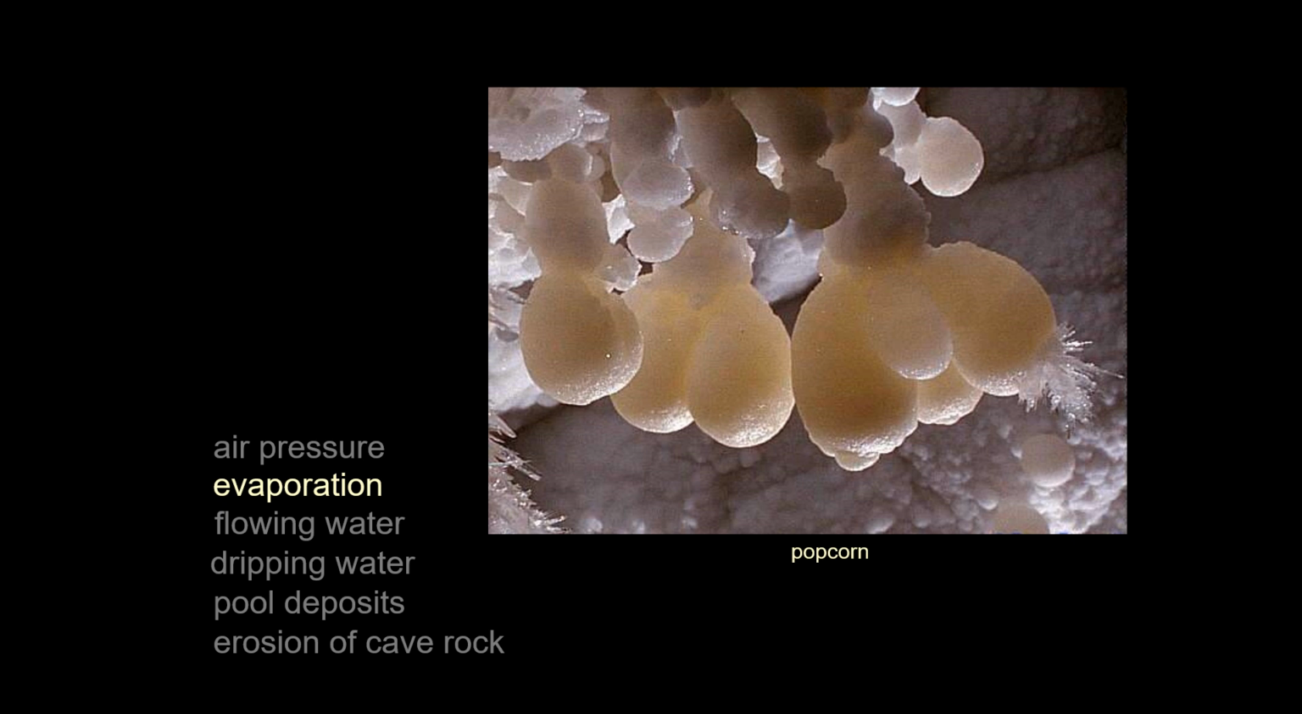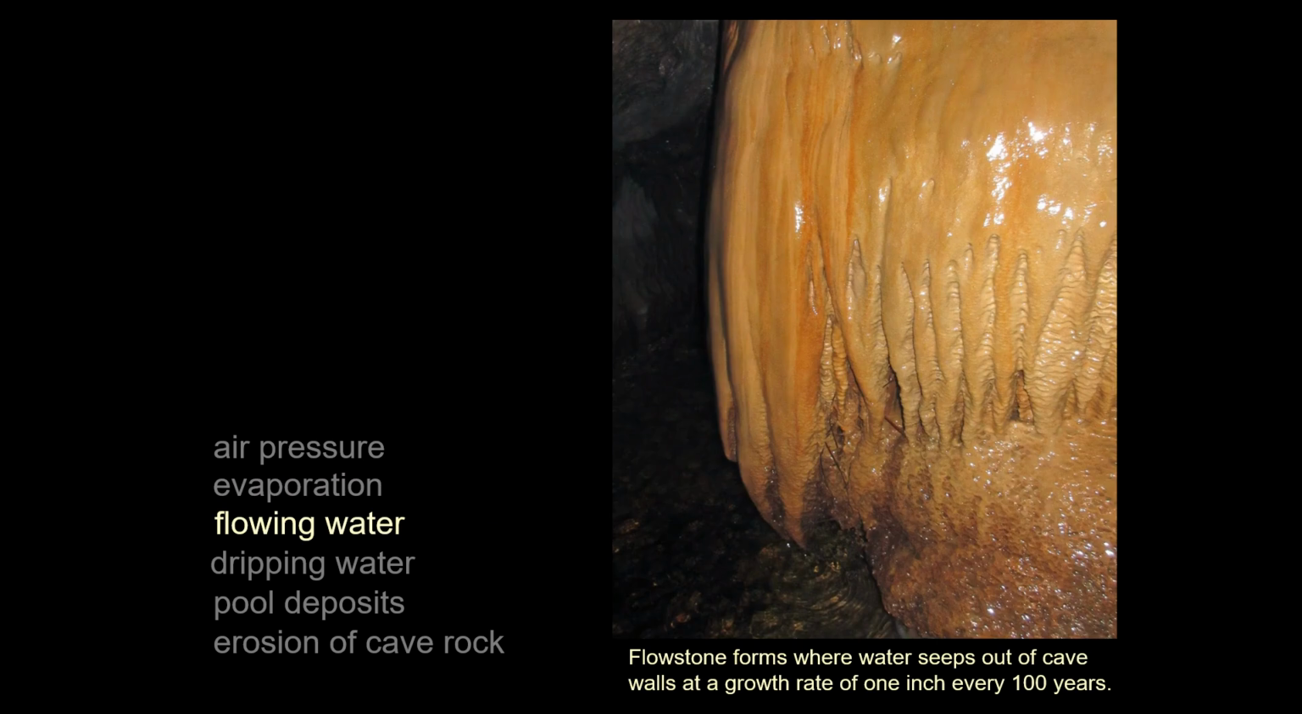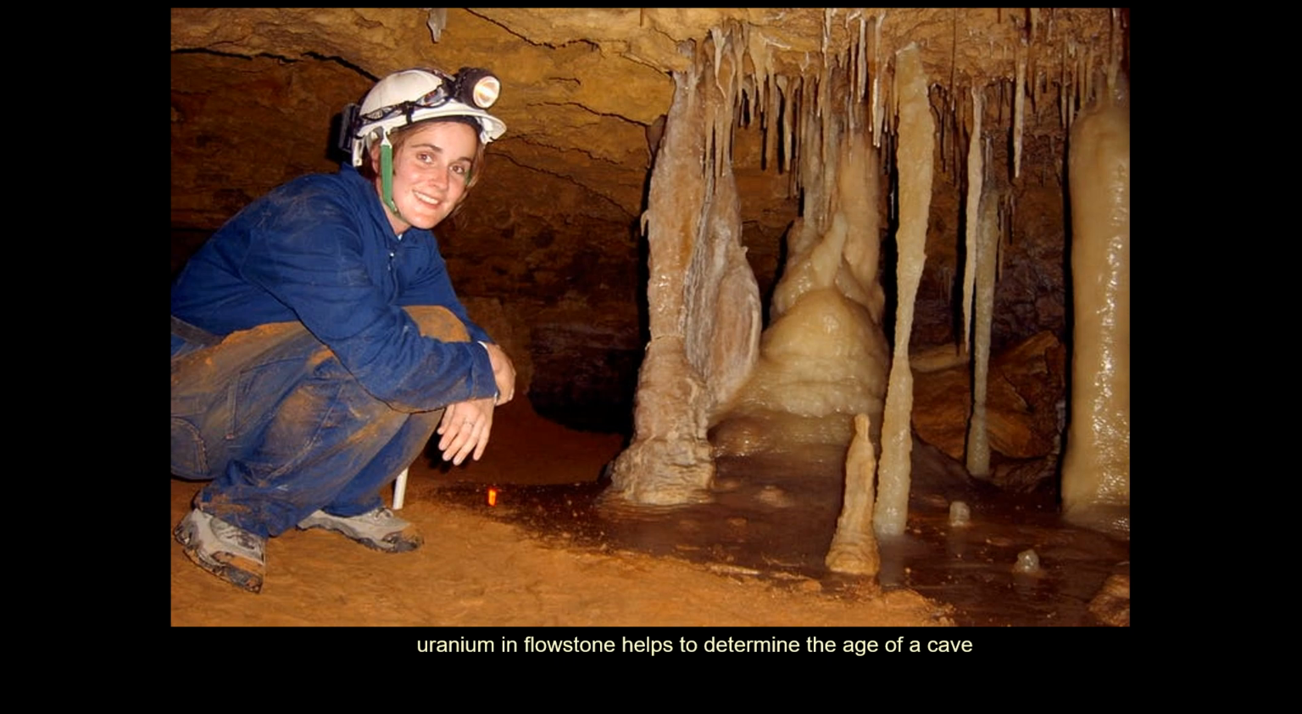Some other types of features: popcorn is formed through evaporation of water, so we call this popcorn. Kind of looks like popcorn a little bit. Flowstone forms where water seeps out of cave walls. And as noted here on the caption, its growth rate is 1 inch every 100 years. So again, another illustration of the wetness that you find inside caves. That's a very, very welcome thing for an active, living, vibrant cave. Here's uranium in flowstone that can be used to help determine the age of a cave. So you can measure the age of a cave by analyzing uranium that's found in flowstone.